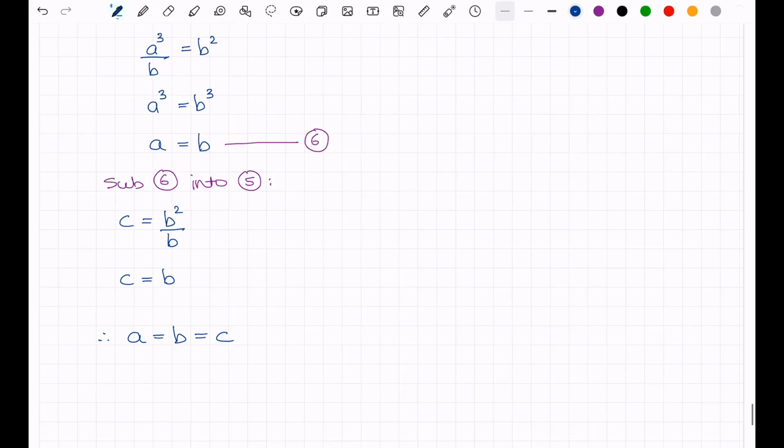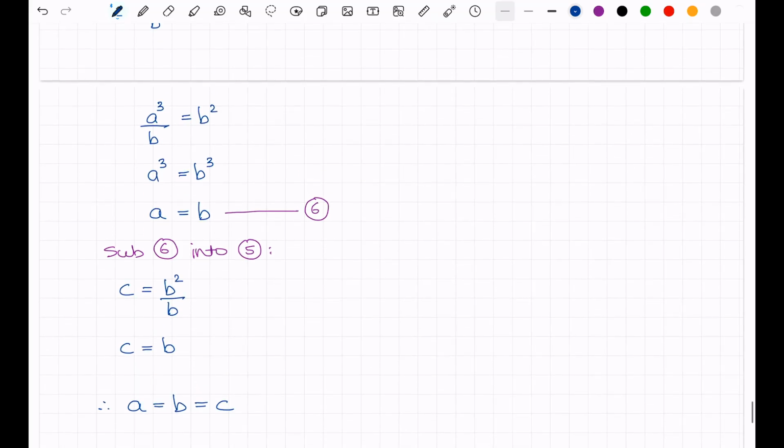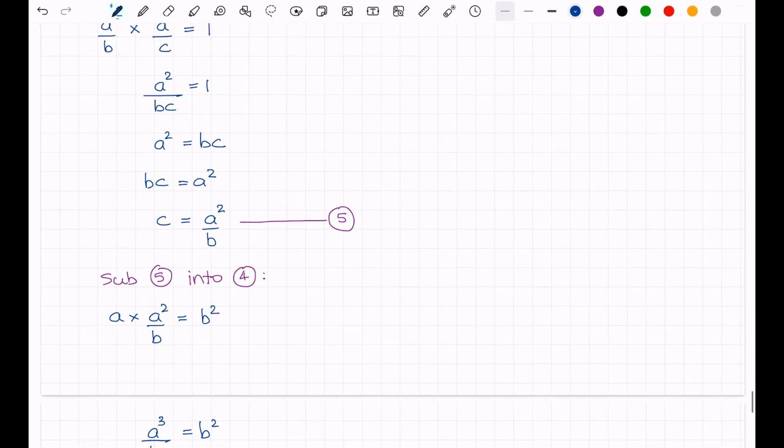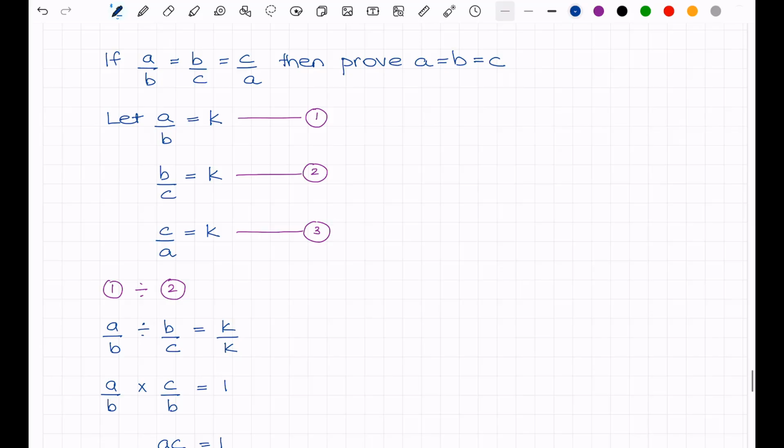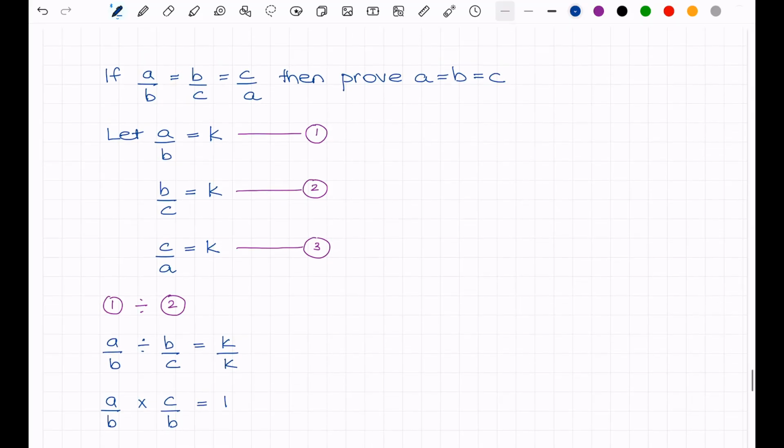So hopefully that makes sense, and you've been able to follow along. So in the end, we were able to prove this result. If a on b equals b on c equals c on a, we could prove that that means a is equal to b is equal to c using the technique of simultaneous equations.